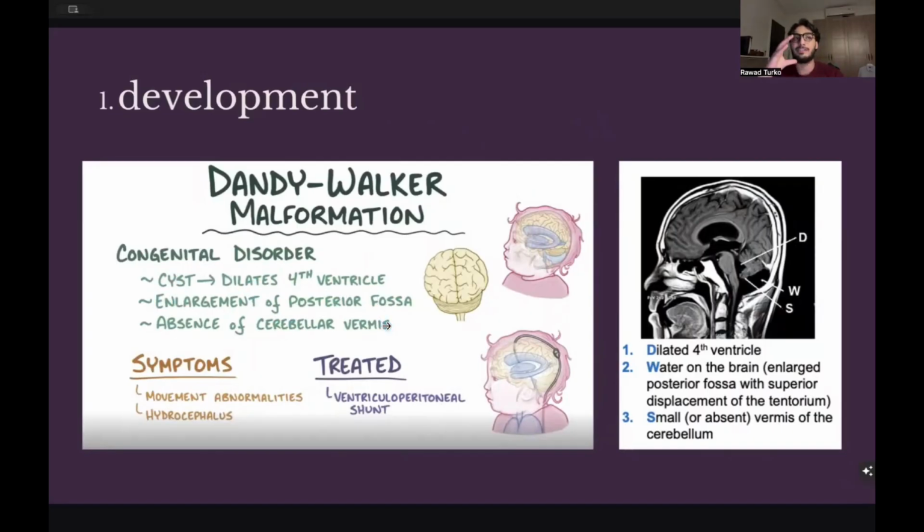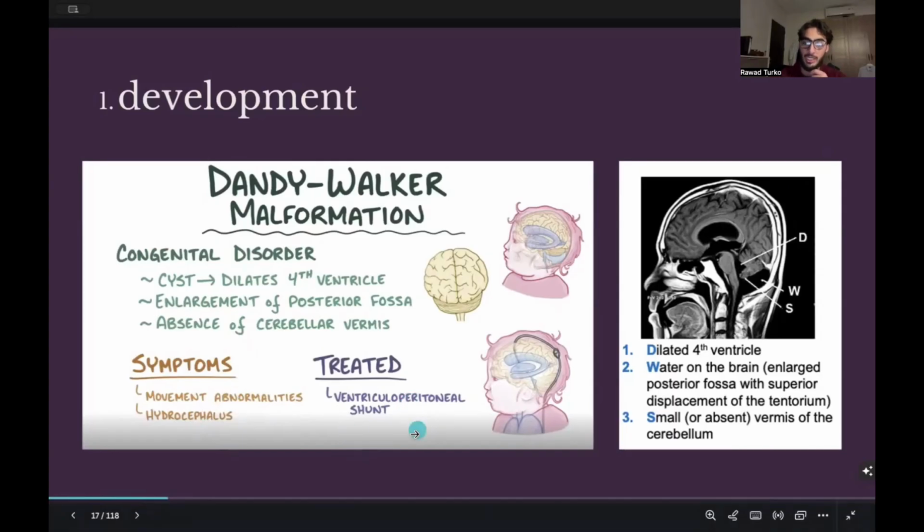All of these symptoms that you see in Dandy-Walker syndrome or Dandy-Walker malformation can be explained by the pathophysiology. Because you have absence of the cerebellar vermis, you can see things like truncal ataxia. You can see poor motor posturing or poor motor learning. Because of the dilation of the fourth ventricle, you're also going to have hydrocephalus. So again, there's movement abnormalities and there's hydrocephalus. It's treated with a VP shunt.